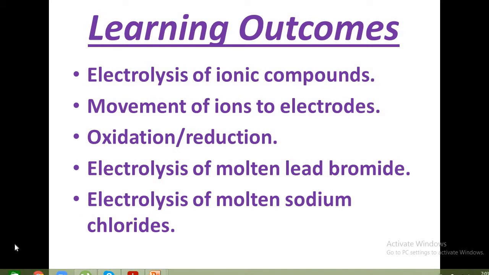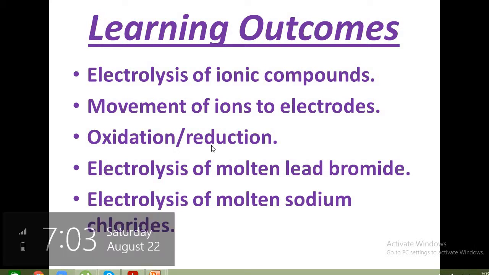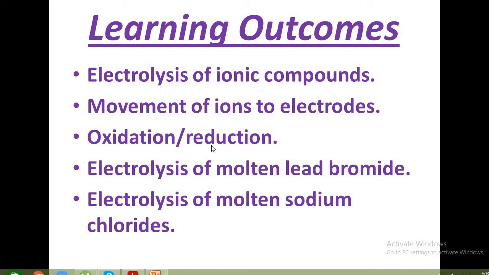And oxidation and reduction, a brief introduction, or you may say a definition, and then the electrolysis of molten ionic compounds. We are going to include just the molten, not the aqueous, to avoid overlapping of concepts. So let's start.